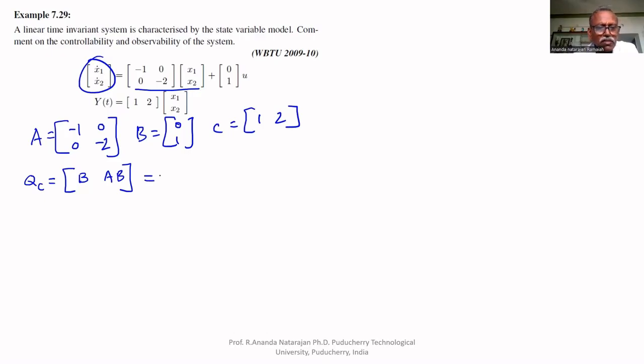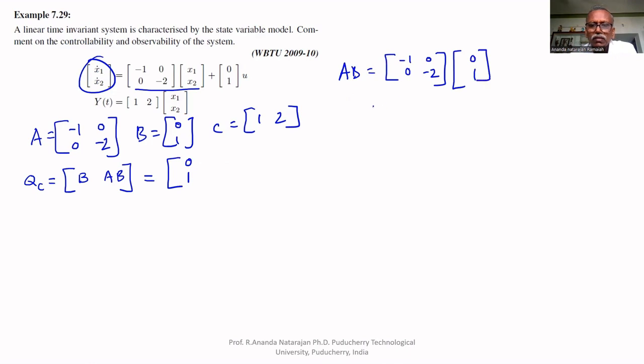QC equals this. What is B? 0, 1. What is AB? AB equals A, which is minus 1, 0, 0, minus 2, times B, which is 0, 1. Take first row, first column, you will get 0. Take second row, first column, you will get minus 2. So if you substitute 0, minus 2, this is the QC matrix.